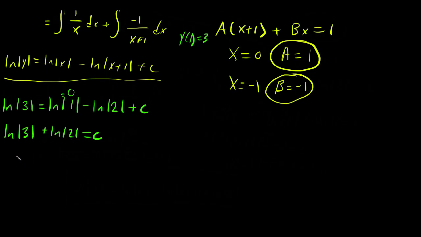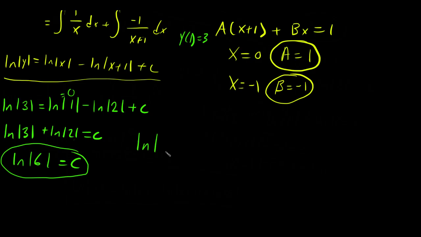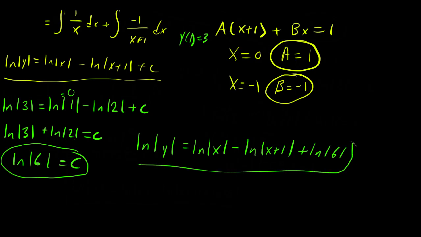Or alternatively, you could use a log rule and just get the right answer, which is when two logs with the same base are being added, you can just multiply the inside portions. So you get ln of 6 equals c. So this is your c value, not your answer. For your answer, you just plug this in for c. So ln of y equals ln of x minus ln of x plus 1 plus ln of 6. This is your answer.